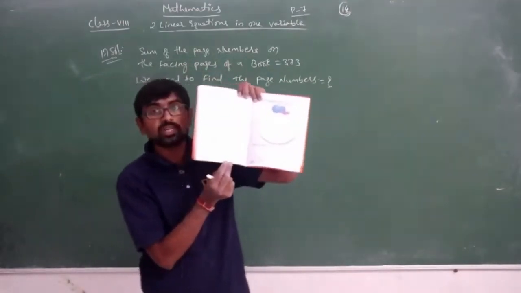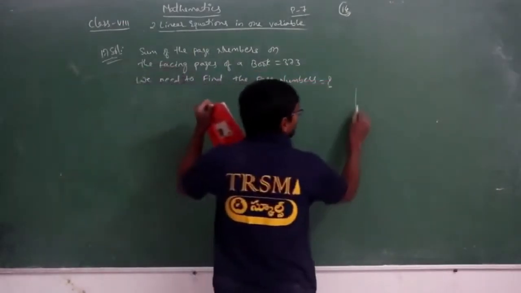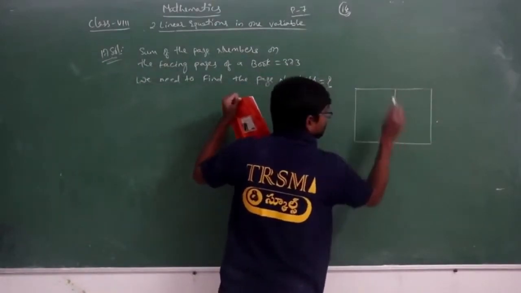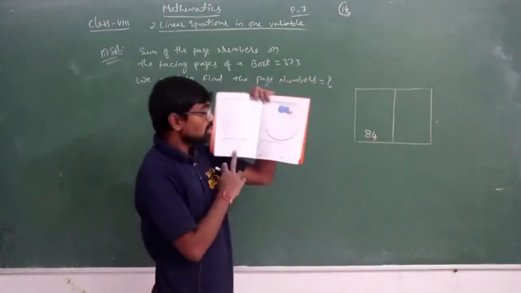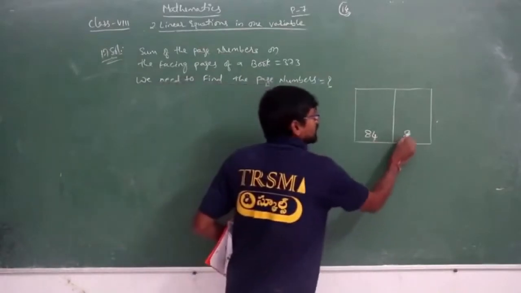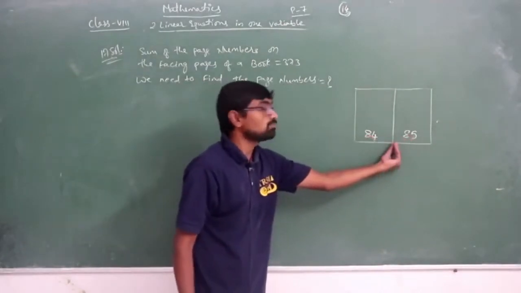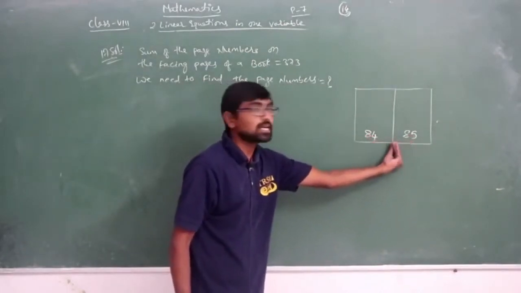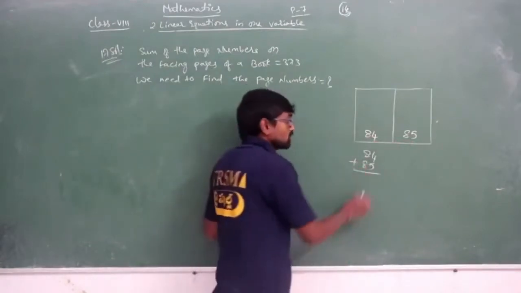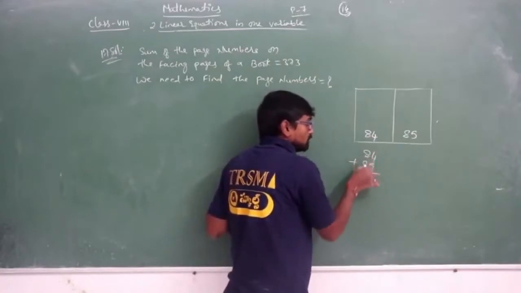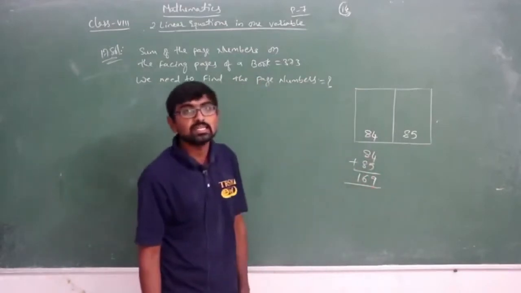Now on my left hand side you can see the page number as 84. And after 84 I am getting 85. Hope you all got 85. If I form the sum of these two numbers, if I add these both numbers, 4 plus 5 will be 9, 8 plus 8 will be 16. So the total sum we got is 169 here.